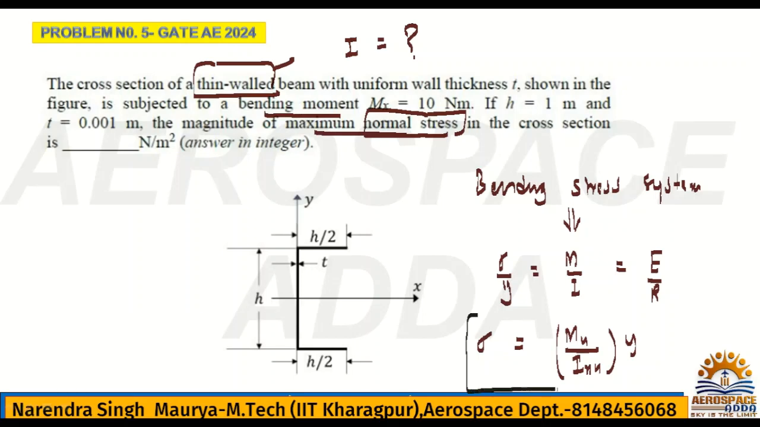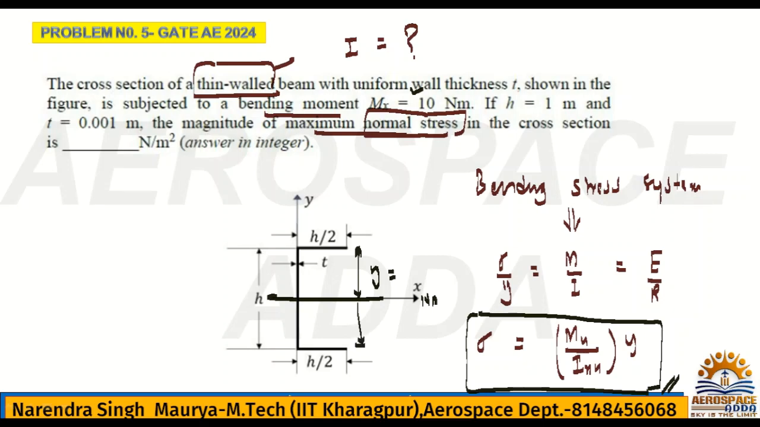So now check what they have given. Mx they have given to us, and the geometrical parameters, length and thickness and all, so that you can calculate Ixx. Y is obviously from the neutral axis. Because this is symmetric about the x axis, you can say this is the neutral axis here. So obviously this will be the y, and it is the same magnitude on both sides. How much? It is h by 2 because the whole length is h.